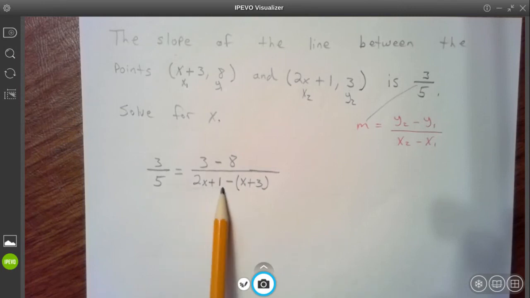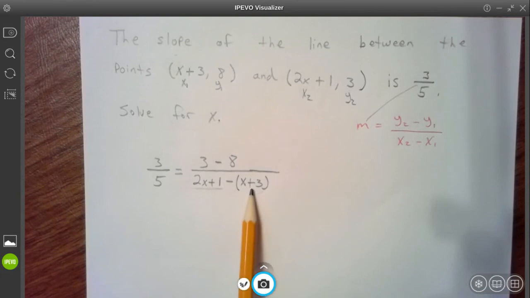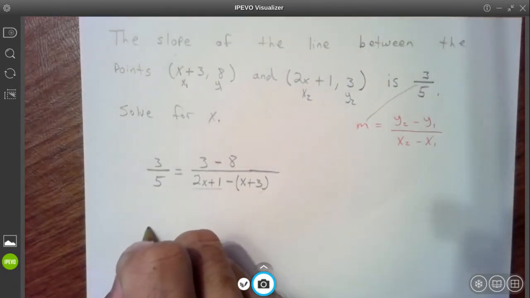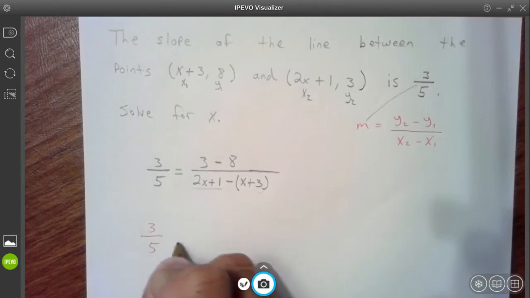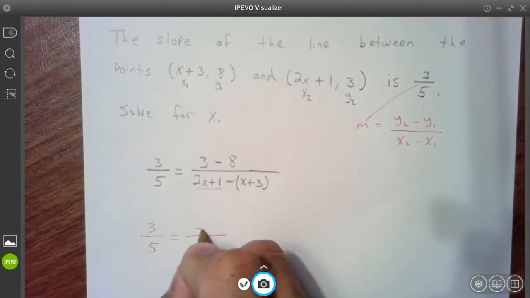So again, this is my x2, 2x plus 1, and this is my x1. I have to subtract the whole thing. That's why I put it in parentheses. All right, we'll simplify first. 3/5 will stay the same. 3 minus 8, that's going to give me a negative 5.